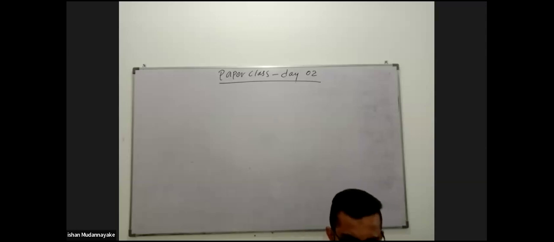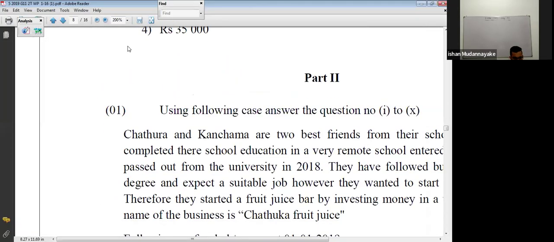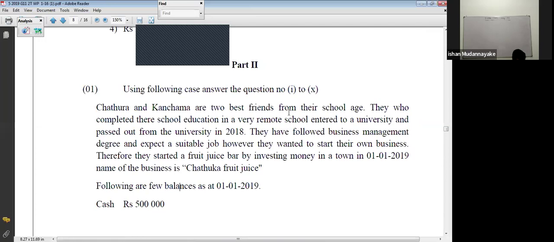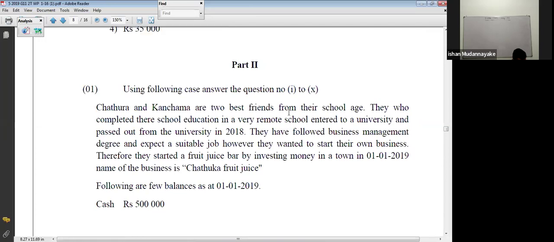Okay, we don't have much time, therefore we'll discuss the question now. Look at the question here. Chatuka and Kanchama are two best friends from their school age. They completed their school education in a very remote school, entered a university and passed out in 2018. They followed a business management degree and expected a suitable job. However, they wanted to start their own business. Therefore, they started a fruit juice bar by investing money in a town on 1st January 2019. The name of the business is Chatuka Fruit Juice.